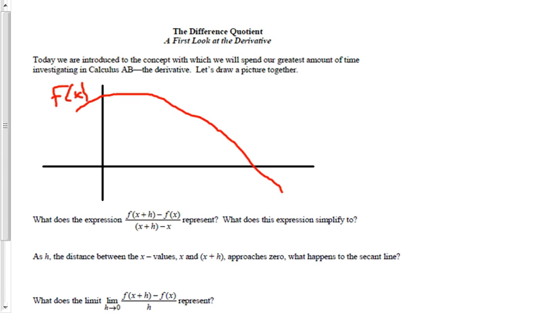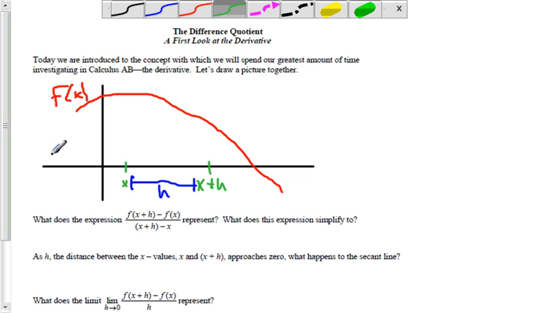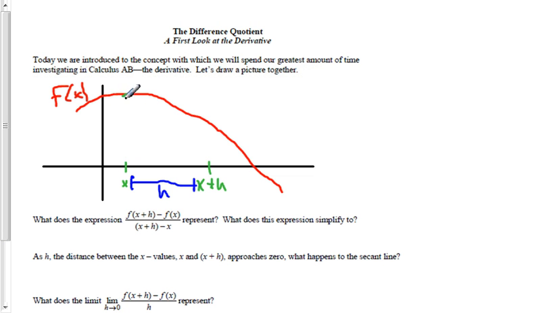So if I have some function f of x, what I want to do is draw some points on f of x. I have some x value that we're going to call x. So this point is (x, f of x), and then I go h units over on the x-axis, and that's going to give us x plus h. So on the function, this point has an x coordinate of x plus h and a y coordinate of f of x plus h.